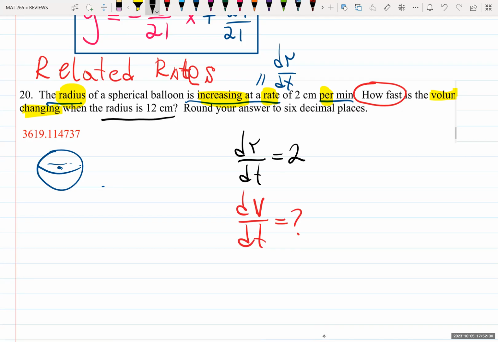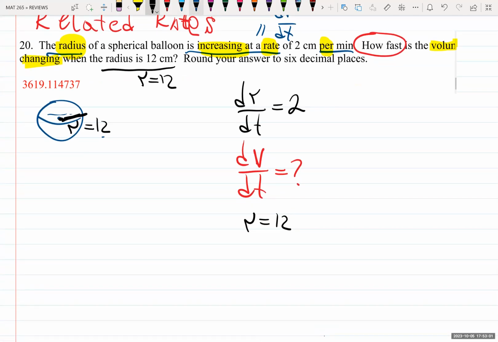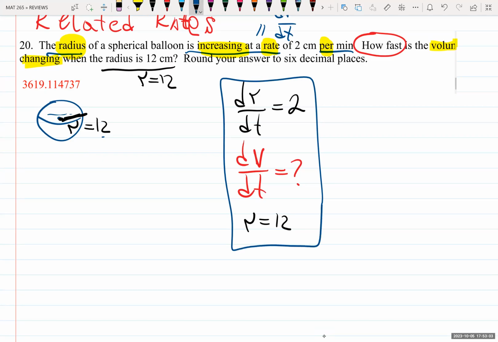When the radius is 12, no per, no changing, no words about rate, so that means R is just 12. Here's R. The picture was useless in this case. Not useless. The thing is to know the formula of the volume, basically. Which is what? 4/3 pi R cubed, right? Who remembers? Let me put this in the box first.